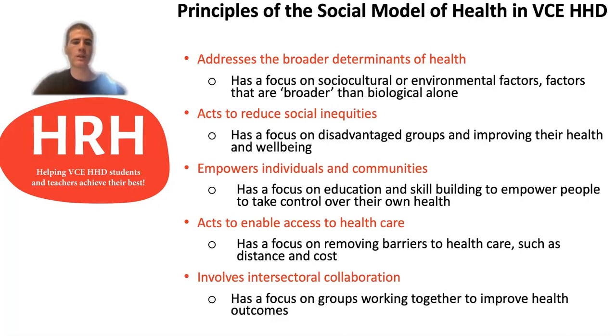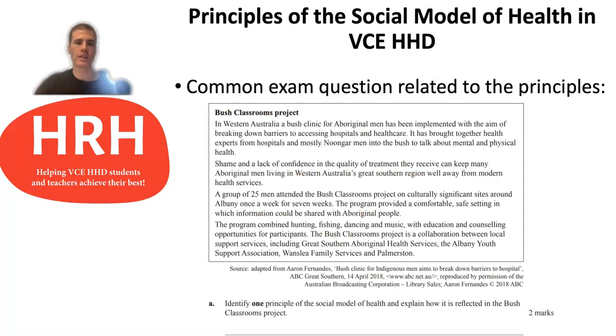And the last one involves intersectoral collaboration. So obviously collaborations like groups working together to improve health outcomes or health and well-being. So it could be the government working with, say, a non-government organization, and how they might be pooling their funding, or they're putting their expertise together to try to run a program that's trying to improve the health and well-being of individuals. So this is an example of a common exam question related to the principles.